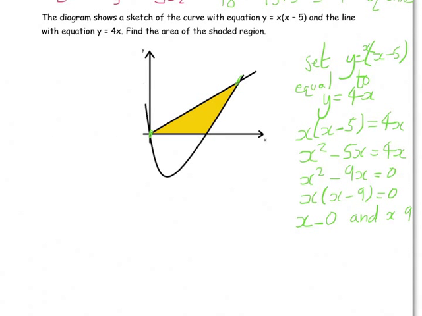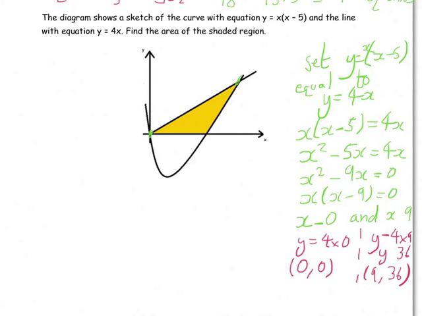Yet again, it would probably be a good idea to find out what our y components are. So if we substitute them into y equals 4x, 4 times 0 is 0, so one solution is (0, 0), which you can see from the sketch, and y equals 4 times 9, which is 36. So the other solution is (9, 36).